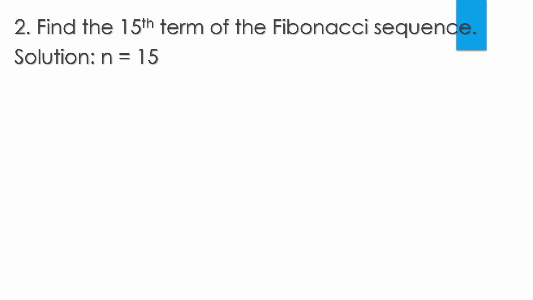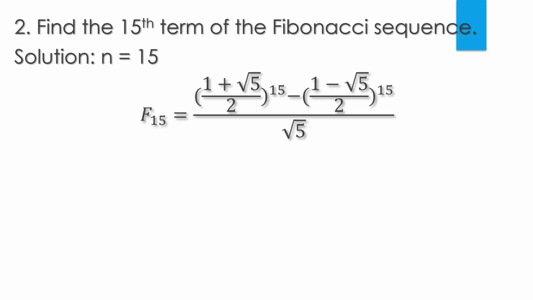Okay, so next, find the 15th term of the Fibonacci sequence. Okay, solution, n is equals to 15. Okay, substitute to the formula. So we have f sub 15 is equals to 1 plus square root of 5 all over 2 raised to 15 minus 1 minus square root of 5 all over 2 raised to 15 all over square root of 5. And we will get the result of 610.